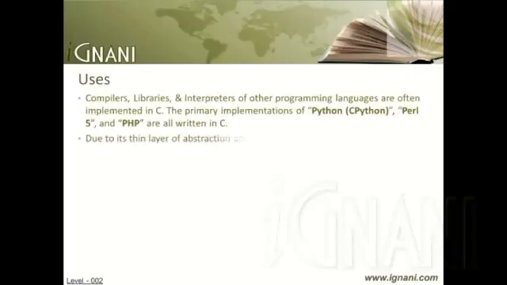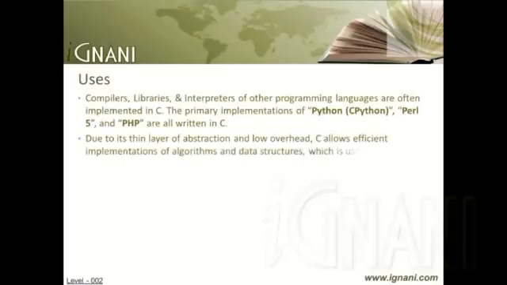Due to its thin layer of abstraction and low overhead, C allows efficient implementations of algorithms and data structures, which is useful for programs that perform a lot of computations. For example, the GNU Multi-Precision Library, the GNU Scientific Library, Mathematica, and MATLAB are completely or partially written in C.